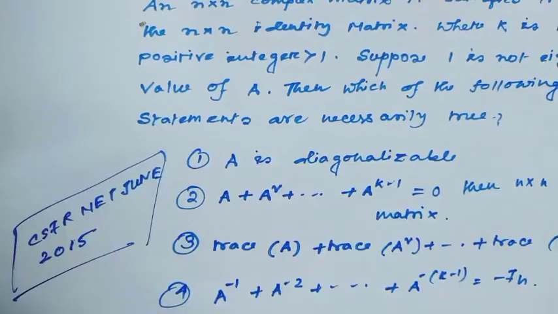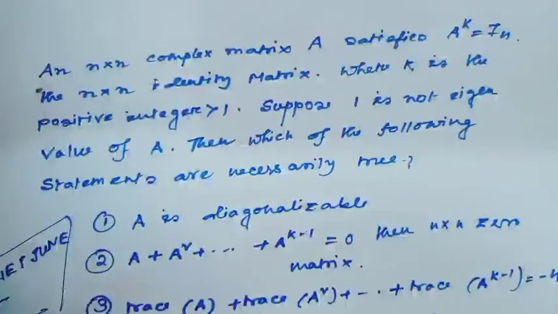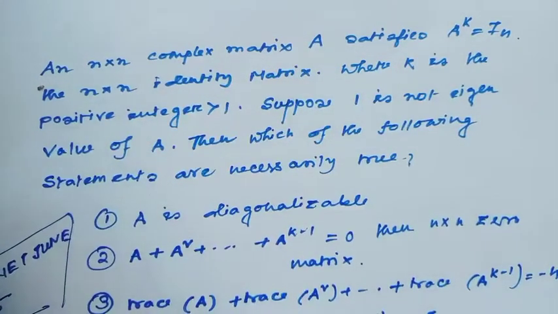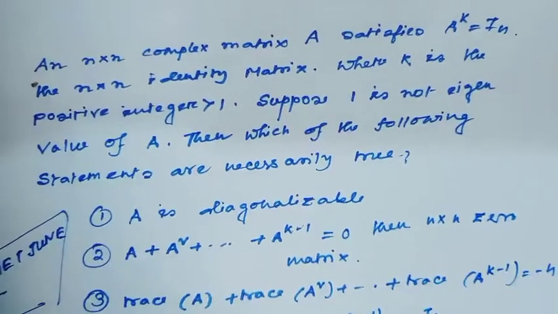In my earlier video, I had told you many times. Now I will discuss linear algebra as a review. So I will discuss as a review many questions. At first I will discuss one question which had come in the CSIR NET June 2015 exam. This type of question is actually based on minimal polynomial, diagonalizable, annihilating polynomial.